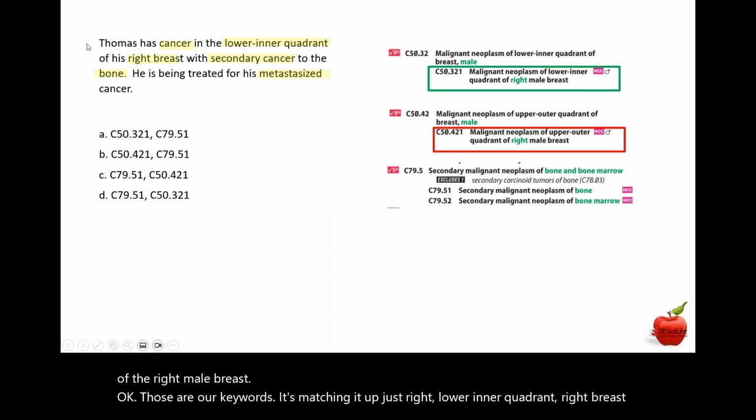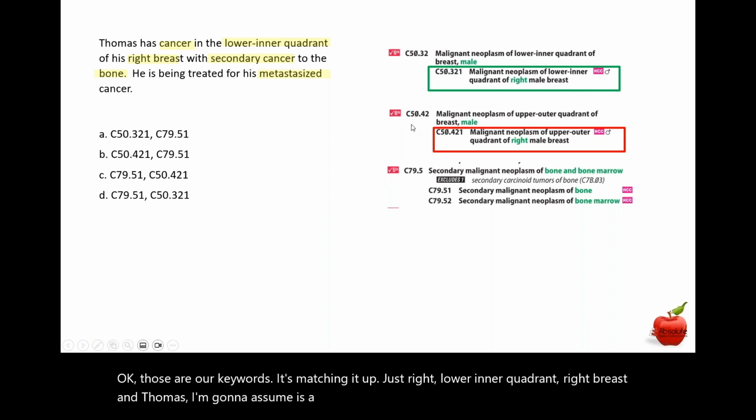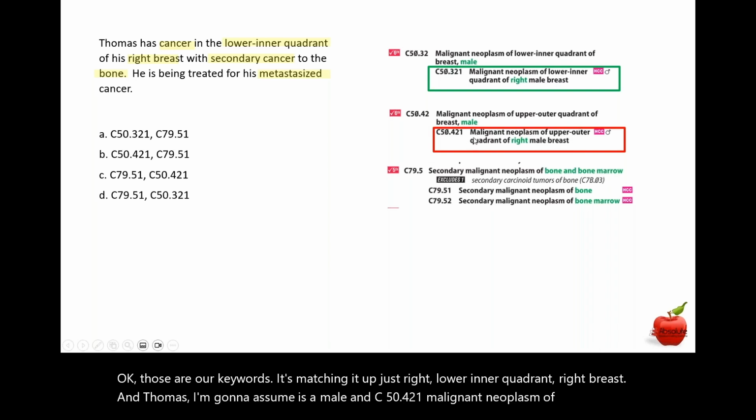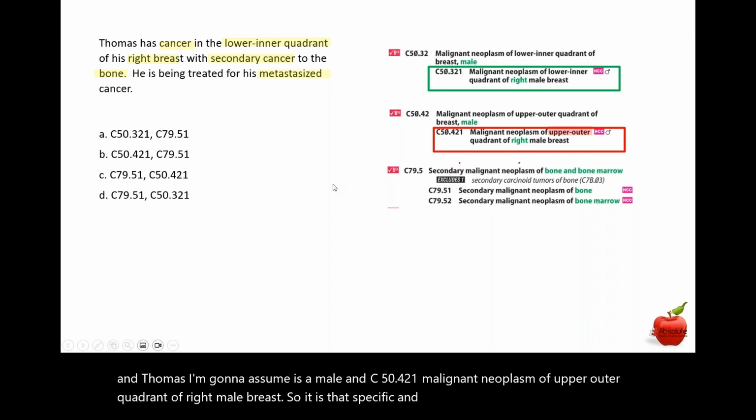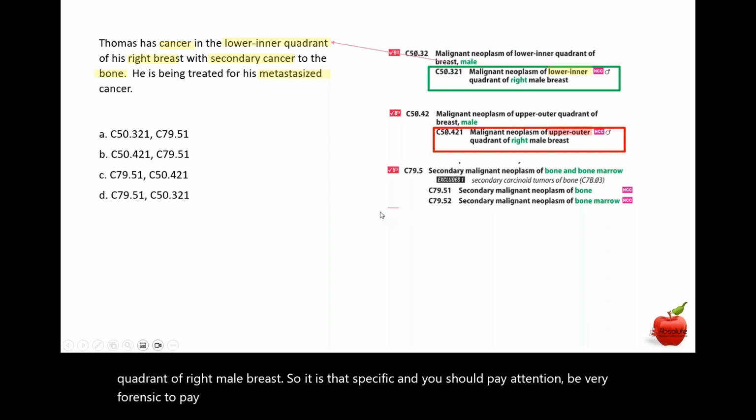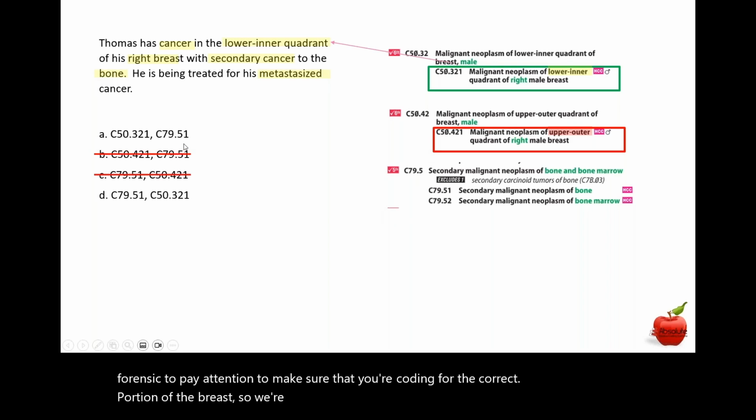And Thomas, I'm going to assume, is a male. And C50.421, malignant neoplasm of upper outer quadrant of right male breast. So it is that specific, and you should be very forensic to pay attention to make sure that you're coding for the correct portion of the breast. So we've already eliminated, oh my goodness, I'm out of order. We eliminated A and B.